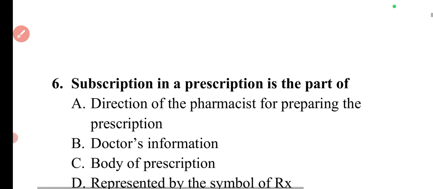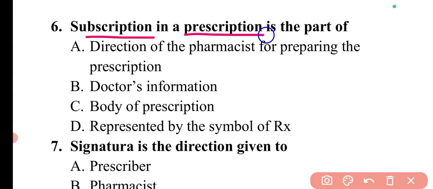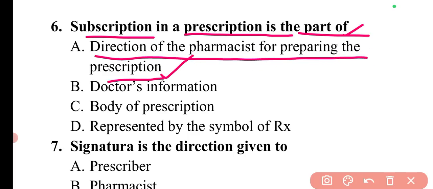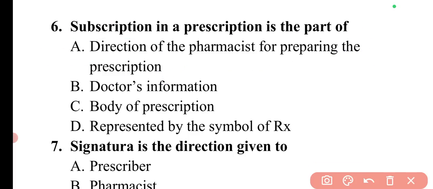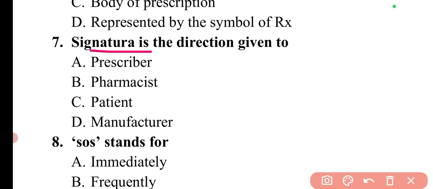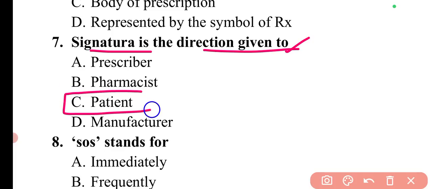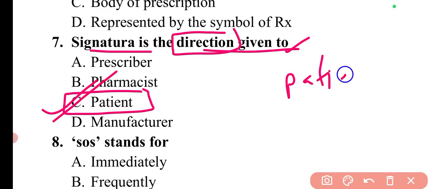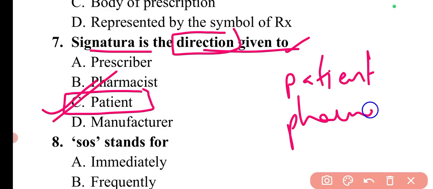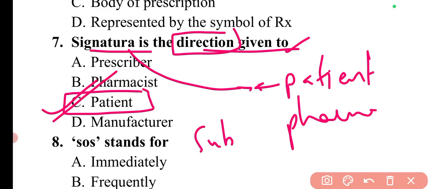Then coming to the next question: subscription in a prescription is a part of. Subscription, we have already discussed, gives the directions to the pharmacist for preparing the prescription. So here option A is correct. Next question is: signature is the direction given to. The signature part gives the directions to the patients. So you need to remember these two similar things: direction to patients and direction to pharmacist. For the patient it is signature and for the pharmacist it is subscription.